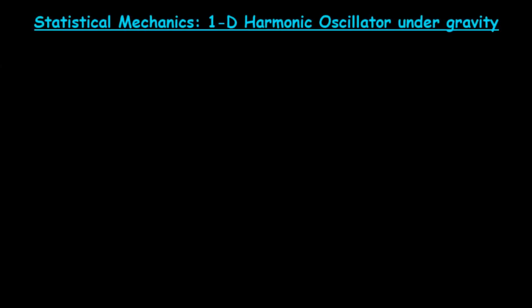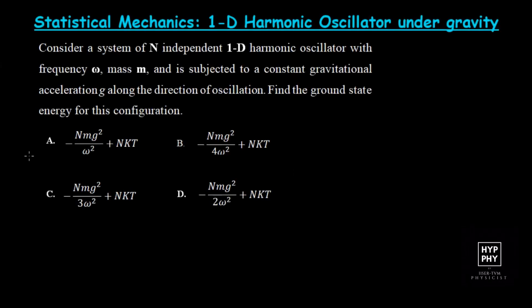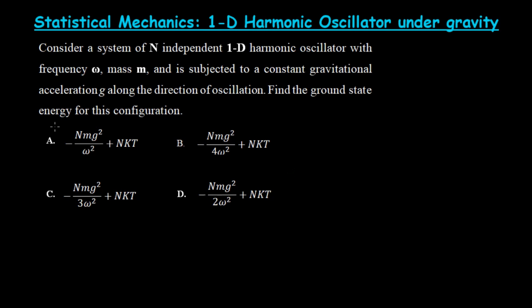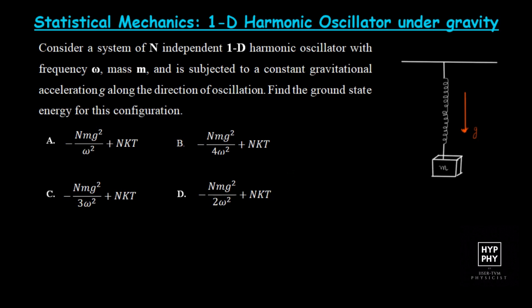Okay, now let's look at a question here. The question says: consider a system of n independent one-dimensional harmonic oscillators with frequency omega and mass m, subjected to a constant gravitational acceleration g along the direction of oscillation. Find the ground state energy for this particular configuration. You can see in the figure, this is a one-dimensional harmonic oscillator which is under gravitational force. So how to solve this question?